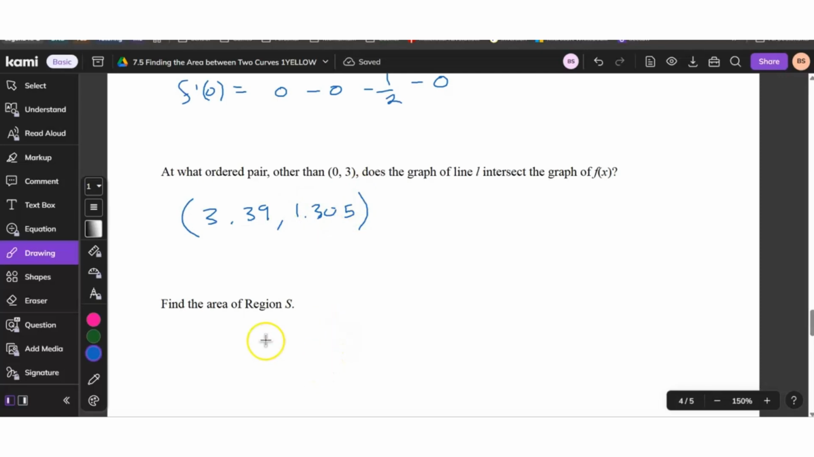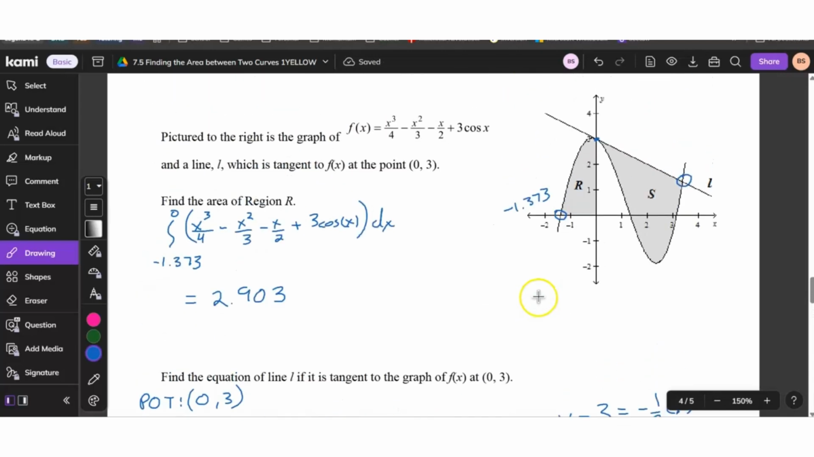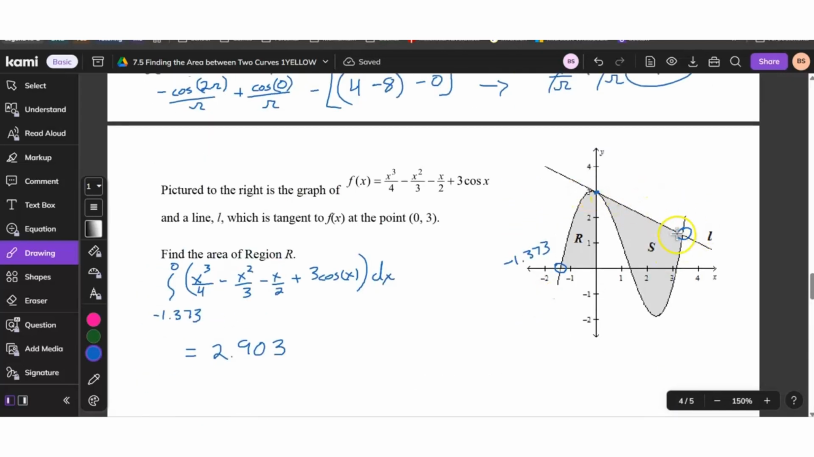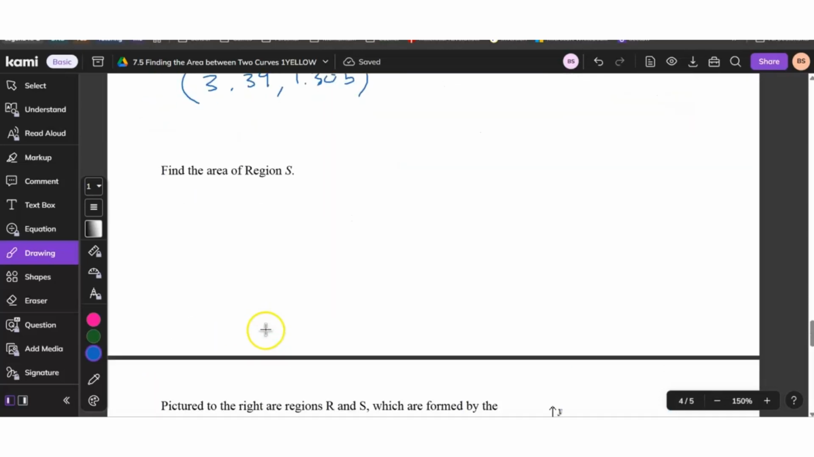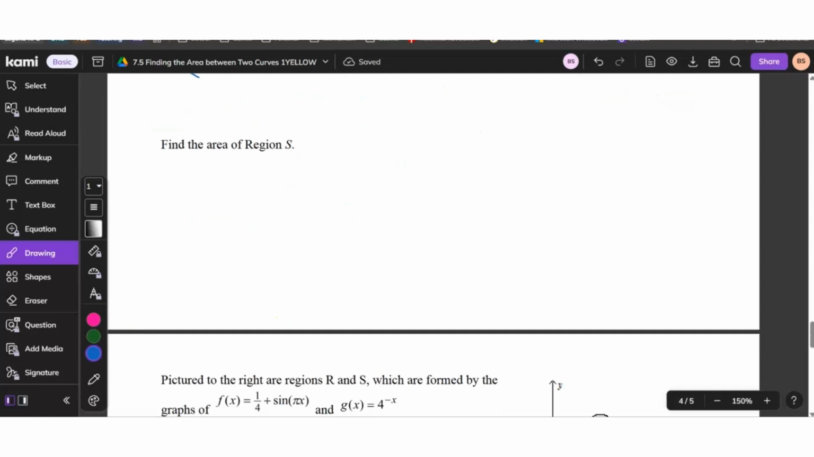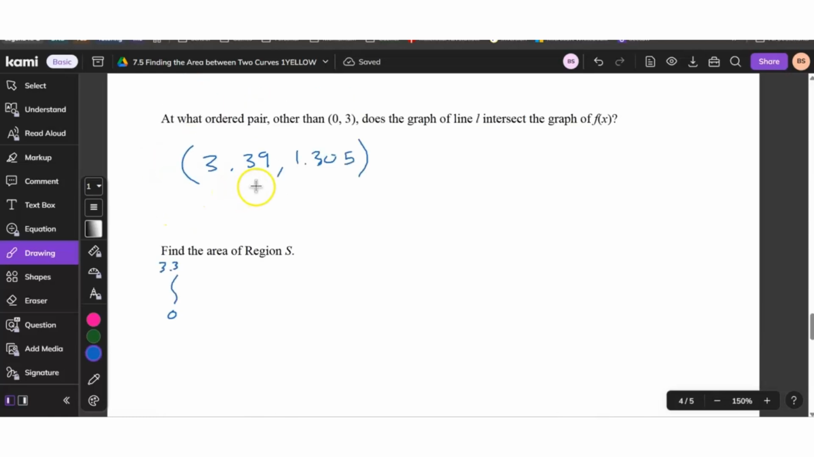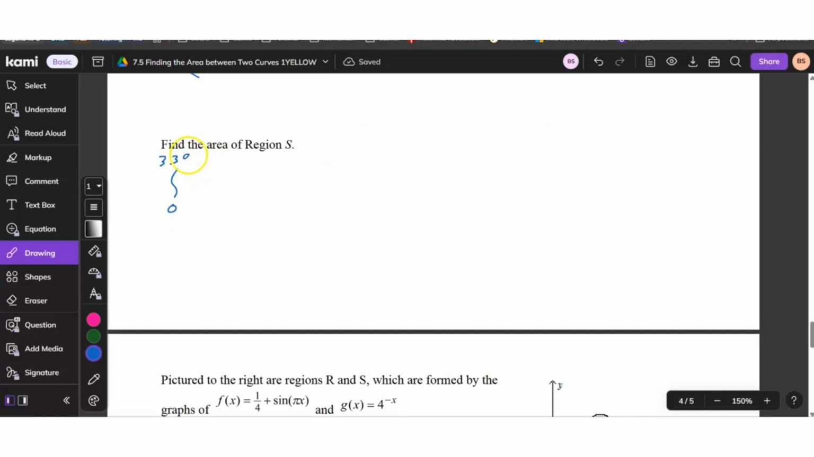Now we're going to find the region S. Now this is a little bit trickier because when we look at the region S, it's below the line and above the other curve. So we've got to do that subtraction thing that we just learned. So it's going to be the integral from 0 to 3.39 of our two functions subtracted. Which one was on top again?